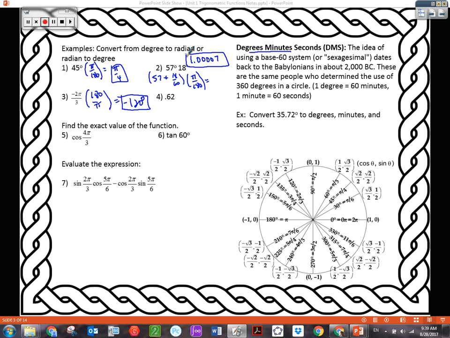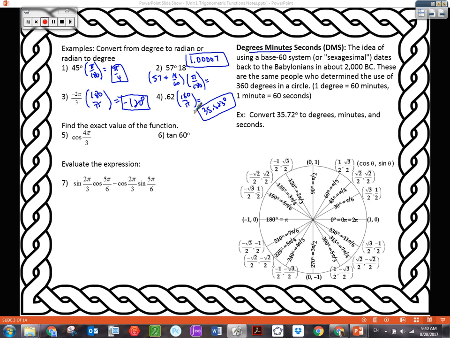Okay? Then this one, 0.62, you're like, oh my gosh, what's that? Well, there's no degree symbol, so we know it has to be a radian. So this is a radian, and we are converting to degrees, so we want to do 180 over pi. And since we start with a decimal, we want to end with a decimal. So I would put that in my calculator, and I would get 35.523 degrees. Okay, questions on converting from radians to degrees and vice versa? Pretty straightforward, right? Hopefully this is just a review.